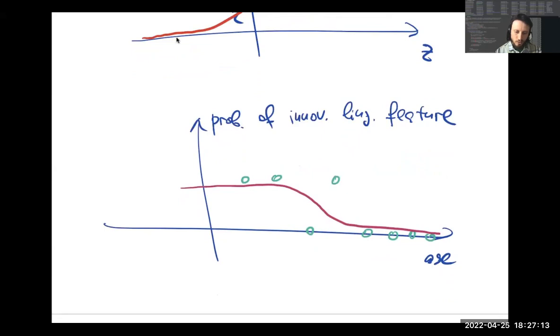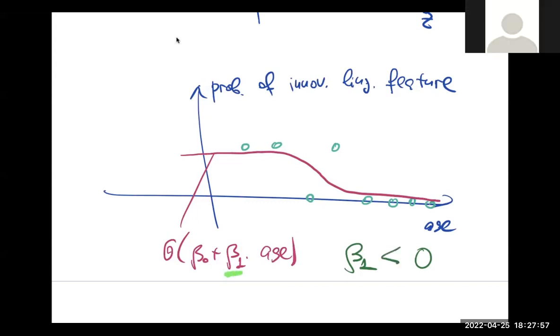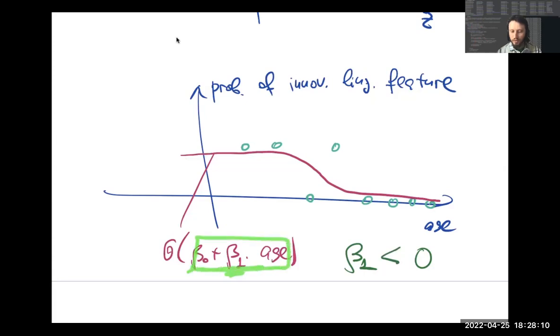What can you say about this? I believe that this is a sigmoid of beta naught plus beta one times h. What can you say about the sign of beta one for this picture? Is it positive or negative? Negative. Yes, it is negative. It is negative because if it were positive, then this thing is increasing and the sigmoid is also increasing. And we see here that it is decreasing, so to make it decreasing, I have to put something negative here.